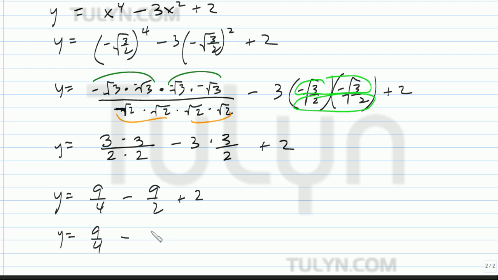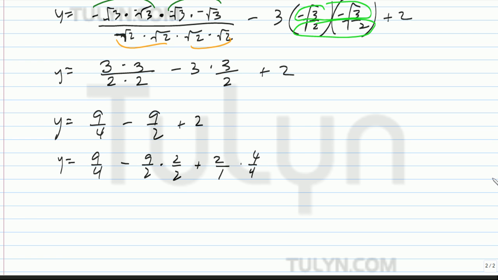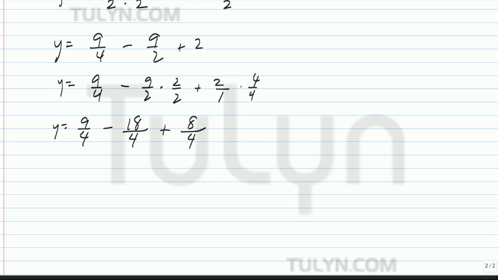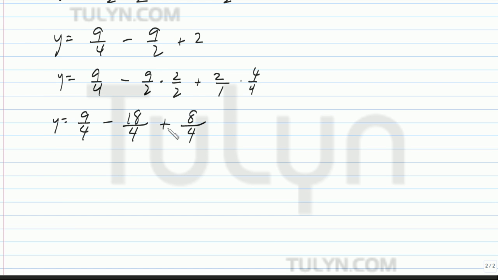And y equals 9 fourths. Make them all the same denominator. And multiply by 2 over 2. And over here I'm going to multiply by 4 over 4. And y equals 9 fourths, minus 9 times 2 is 18 over 2 times 2, which is 4. Just multiply numerator by numerator, denominator by denominator. 2 times 4 is 8. Denominator 1 times 4 is 4. Go ahead and add or subtract your numerators, and then keep the same denominators. 9 minus 18 is negative 9 fourths plus 8 fourths.